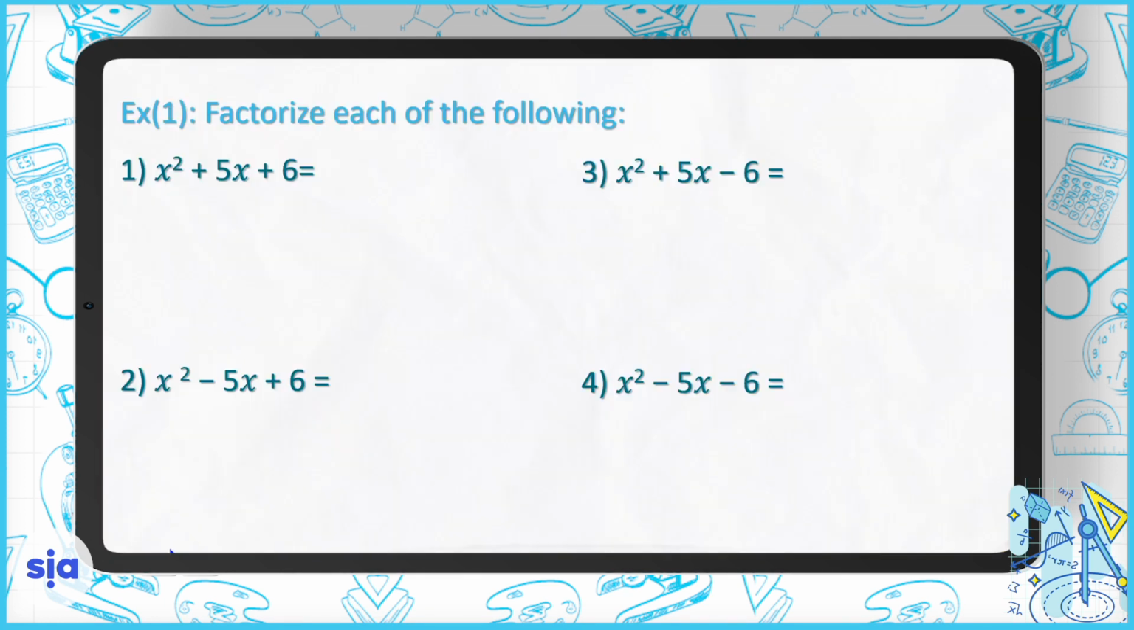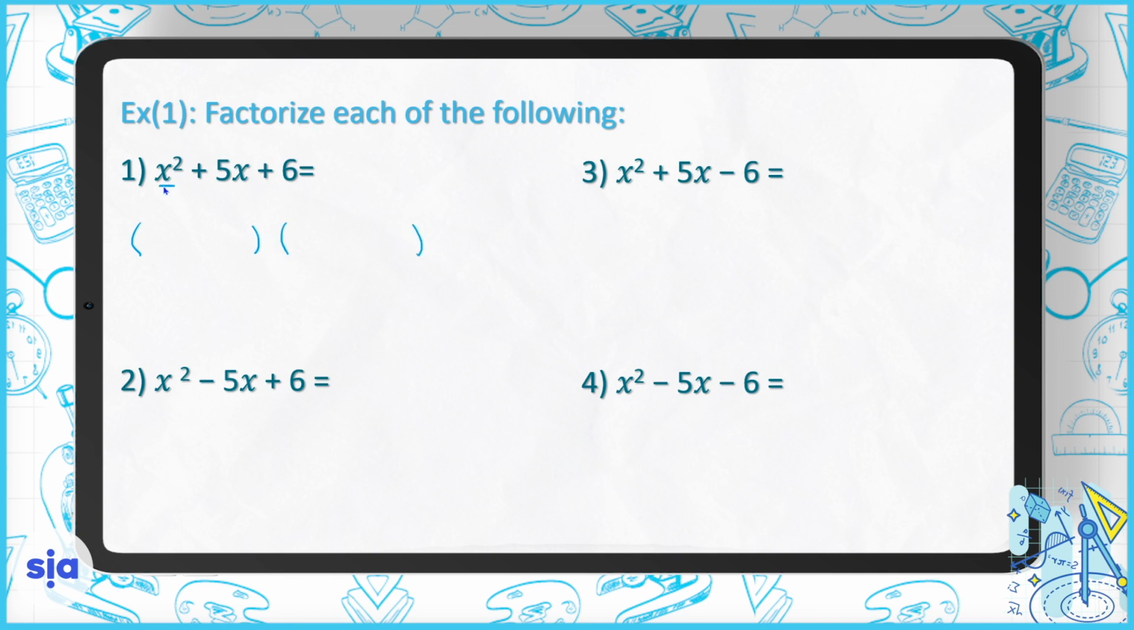Let's go now to exercise number 1. In this exercise, the question wants me to factorize each of the following. Let's learn how to factorize. First of all, we check for the HCF. If there is an HCF, we take it outside and factorize first. After that, we start making the two brackets.